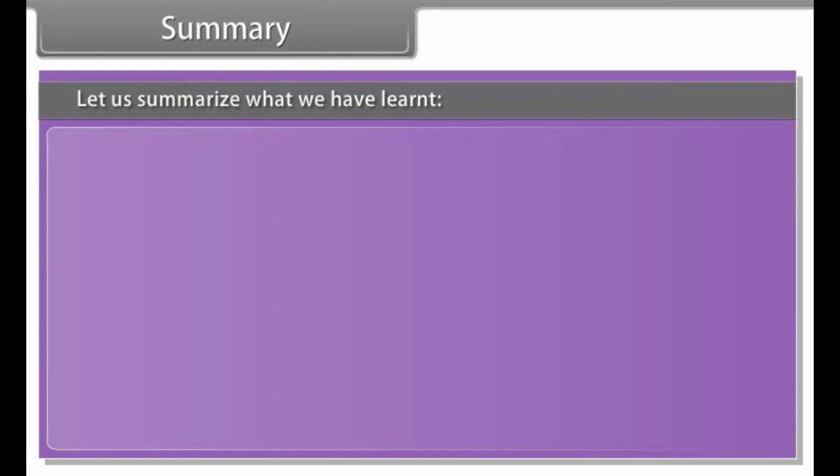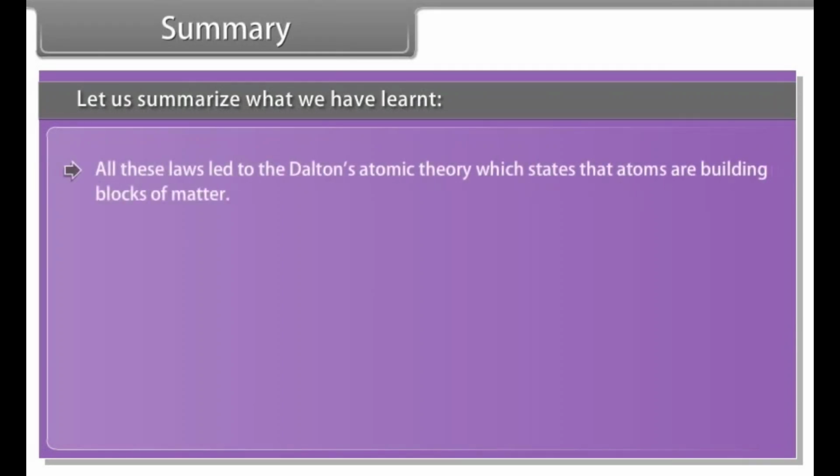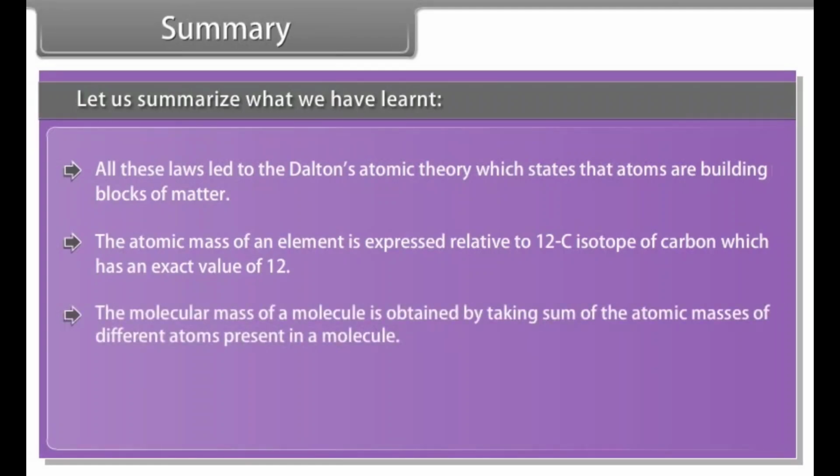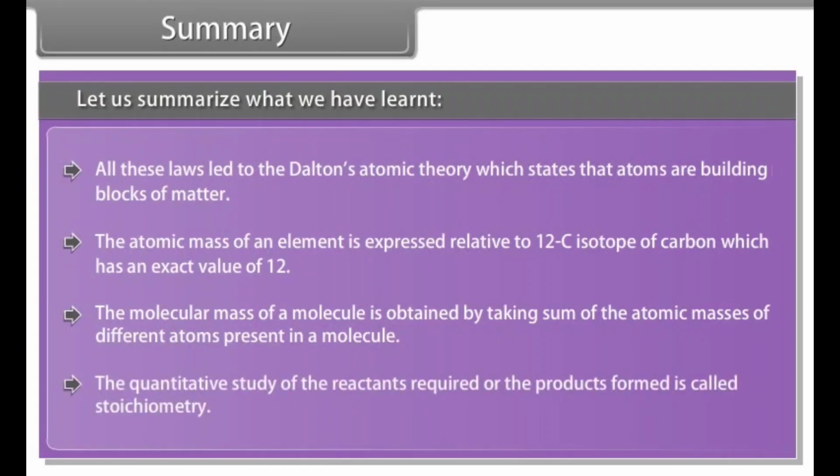Summary. Let us summarize what we have learned. All these laws led to the Dalton's atomic theory, which states that atoms are building blocks of matter. The atomic mass of an element is expressed relative to the carbon-12 isotope of carbon, which has an exact value of 12. The molecular mass of a molecule is obtained by taking the sum of the atomic masses of different atoms present in a molecule. The quantitative study of the reactants required or the products formed is called stoichiometry.